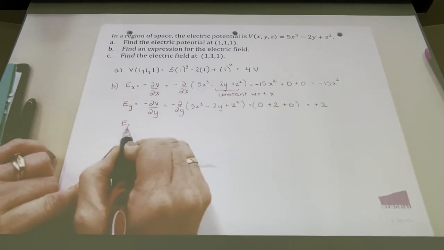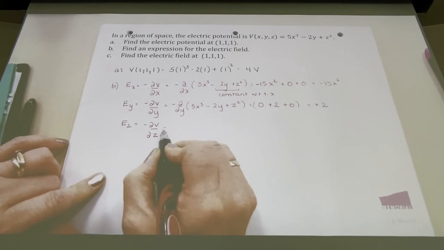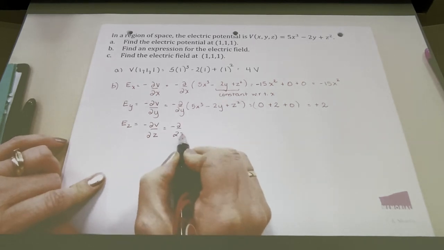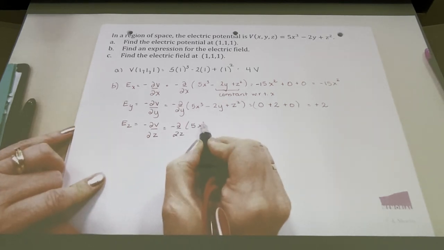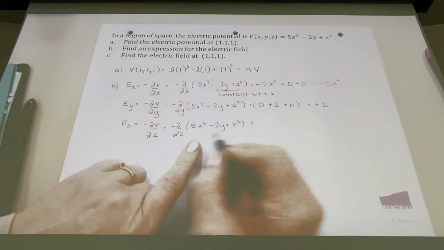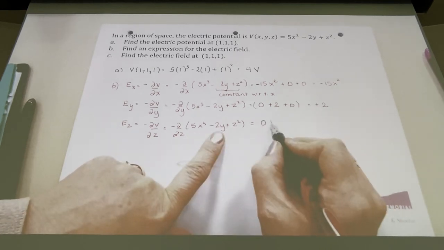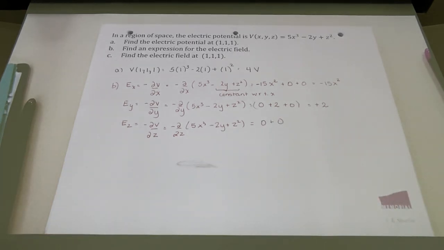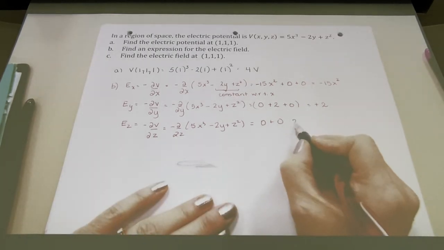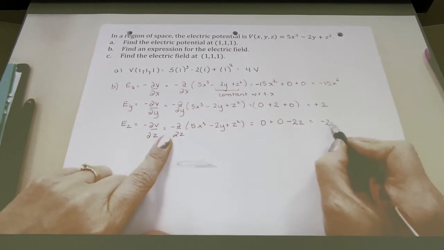Then we do the derivative with respect to z. Likewise, the derivative of 5x cubed with respect to z is 0, and the derivative of 2y with respect to z is 0. The derivative of z squared is 2 times z. And we've got to include our negative, so we get minus 2 times z.